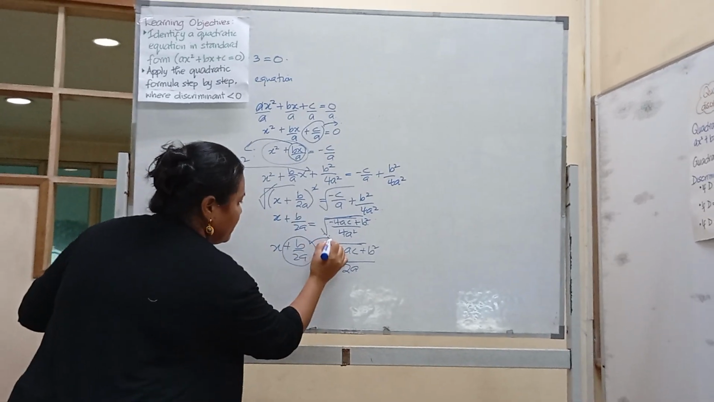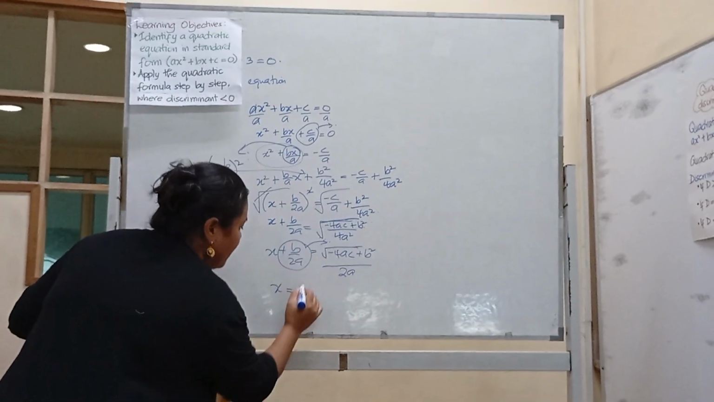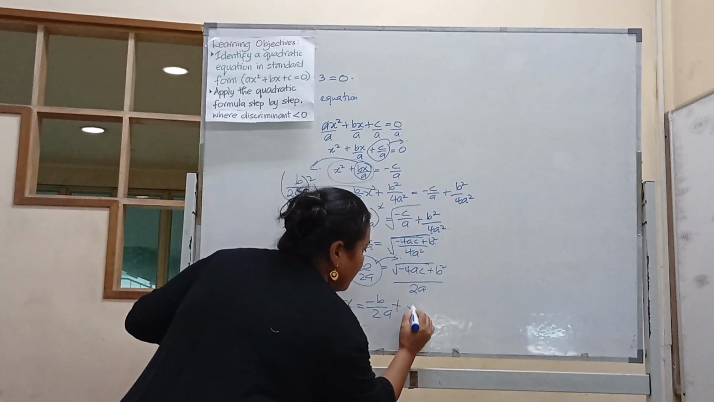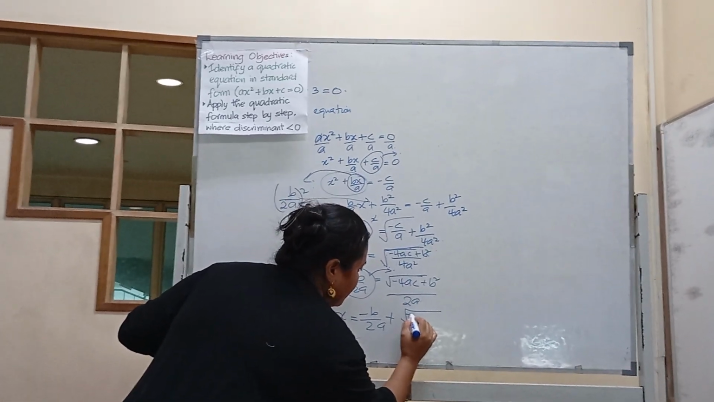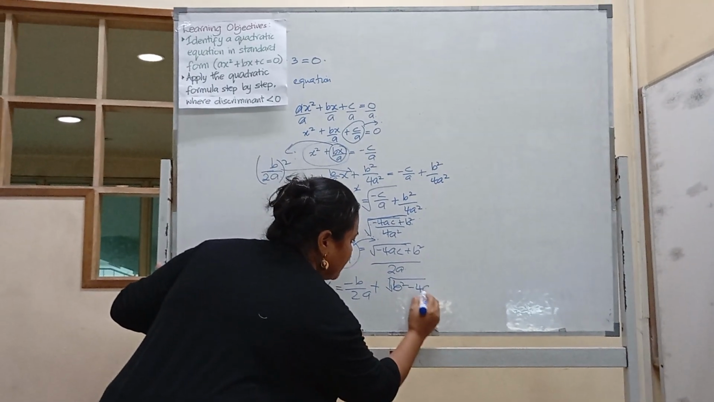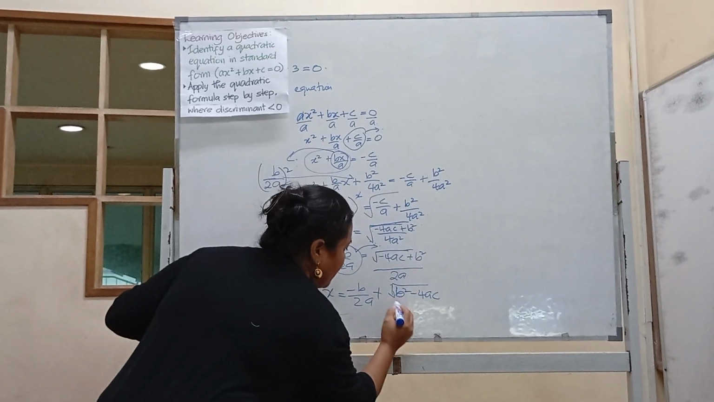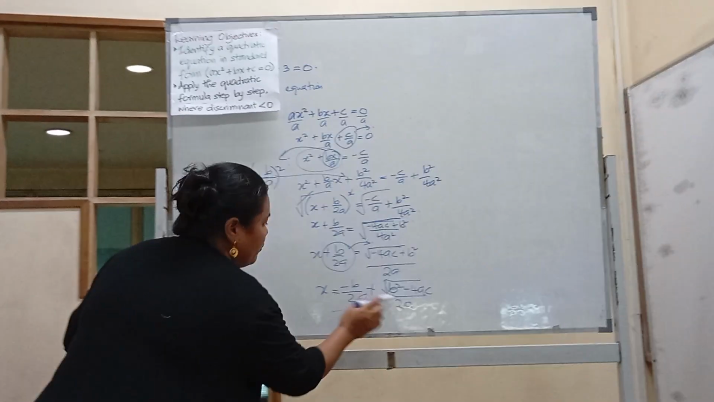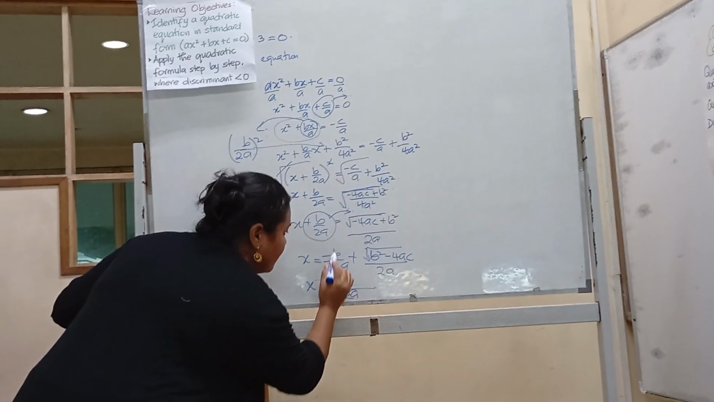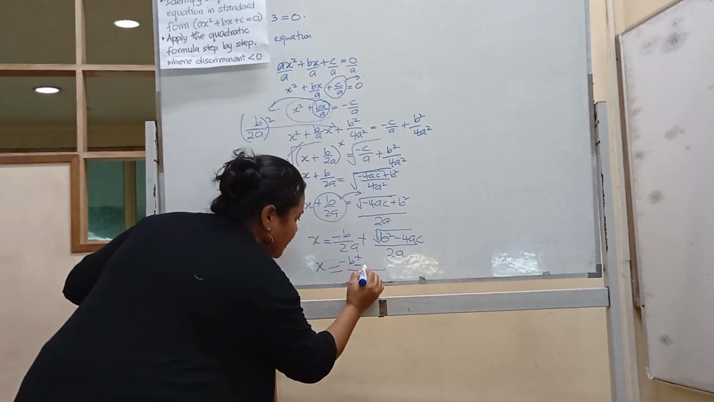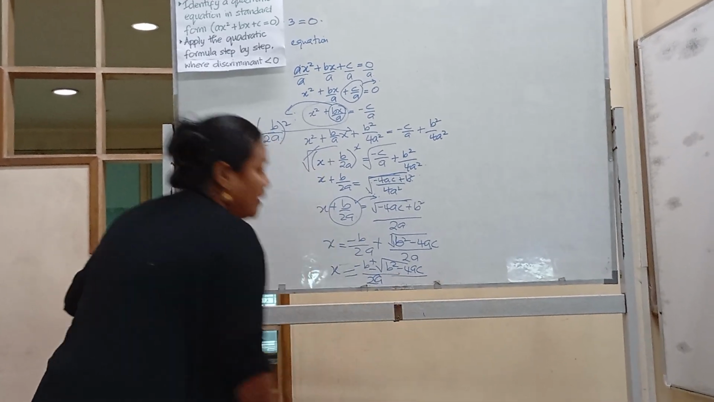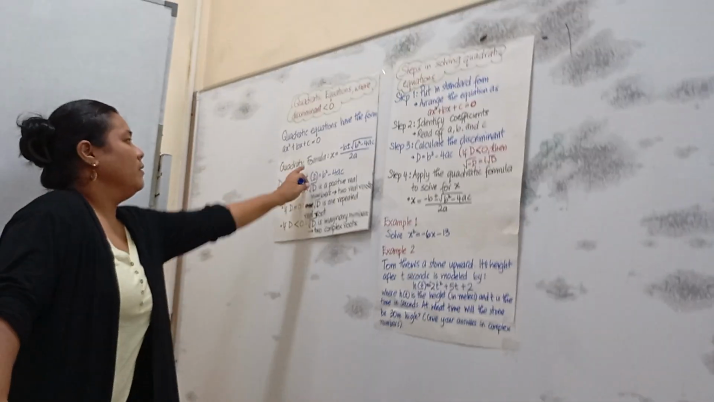So we move this one to the other side. x is equal to negative b over 2a plus or minus the square root of b squared minus 4ac over 2a. So we have the same denominator, 2a, then negative b plus and minus because of the square root, b squared minus 4ac. And that's how we got the quadratic formula.